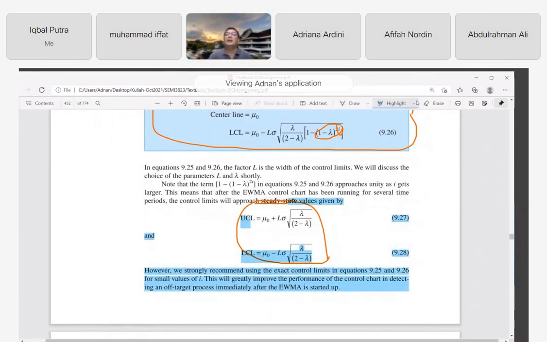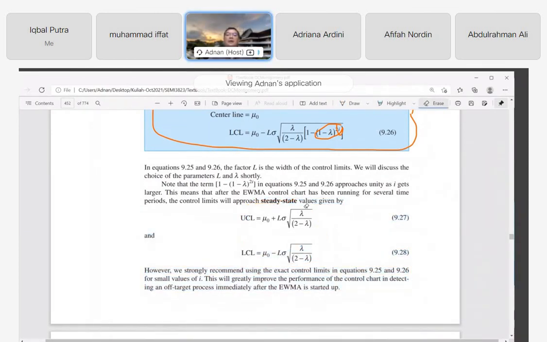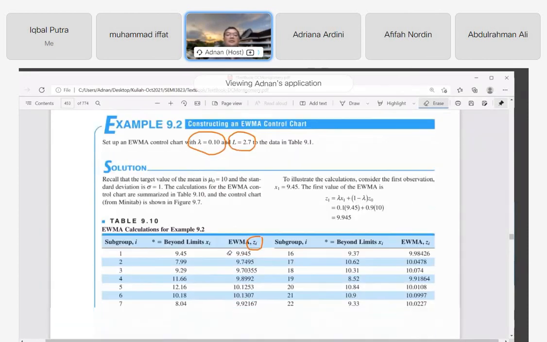We know the mean of the process. L is given as 2.7 just now. So this is coming from a stable process also. The sigma and lambda are given, 0.1 just now. So this is straightforward, not difficult to use.